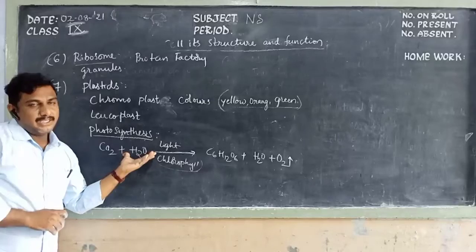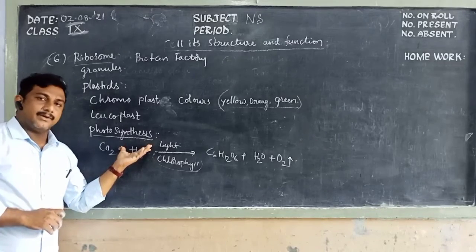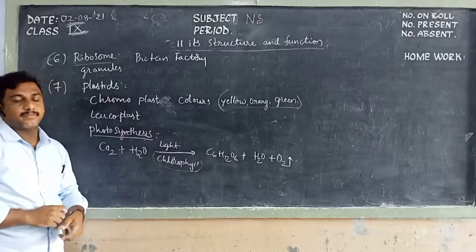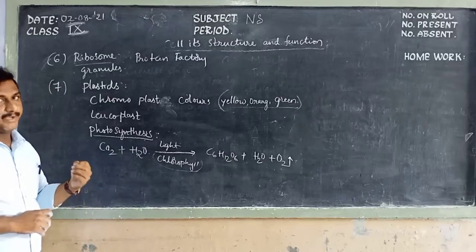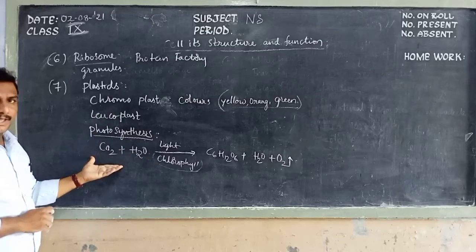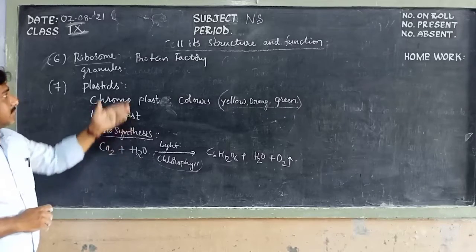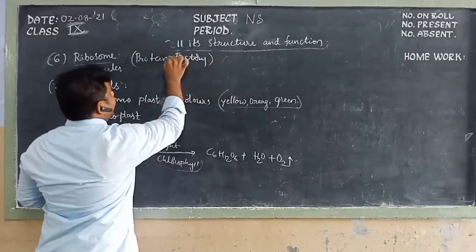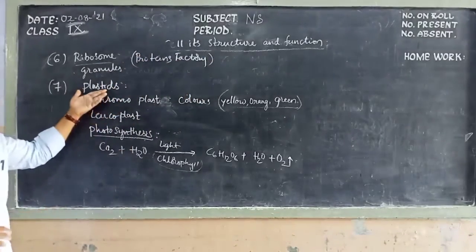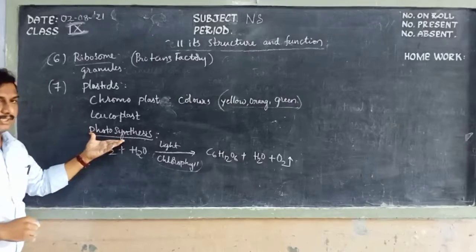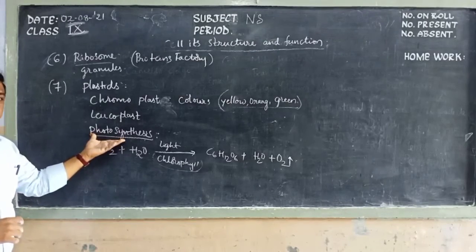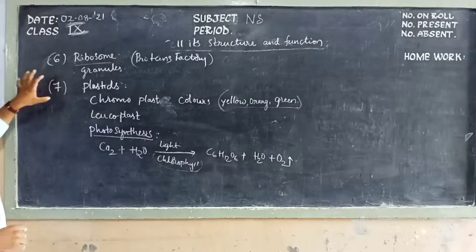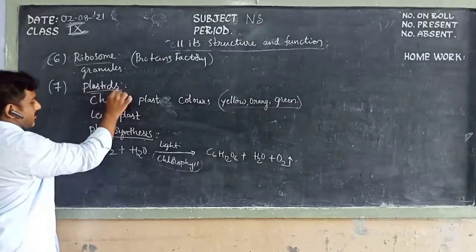We can observe the cell organ only under the microscope. Which microscope? Electron microscope. Then what is the use of these plastids? The ribosome is a protein factory. Here the plastids act as the synthesizer, meaning photosynthesis. The plastids are present only in plants.